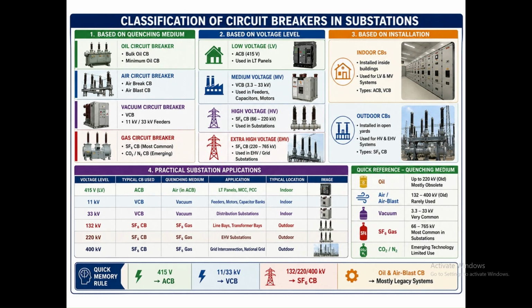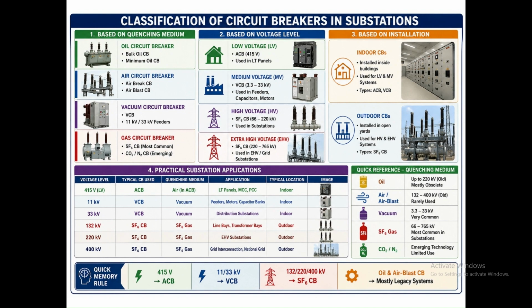The configuration of SF6 circuit breakers for 220 kV and above is a bit different, and the mechanism is different. Based on installation, ACBs and VCBs can be installed indoors, and high voltage circuit breakers outdoors.